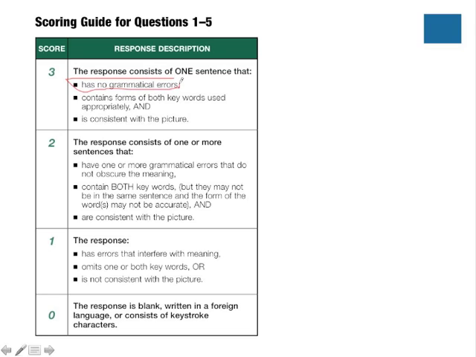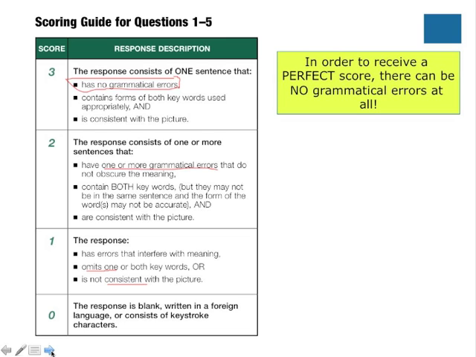Now, in terms of lower responses, for a level 2 response, you may have one or more grammatical errors. So the idea here is that to get the highest score, that really is going to be the distinction between the two. Of course, a score of a 1 will generally be because you have grammatical errors and you probably are missing one or both of the two words, and perhaps it is not even consistent with the picture. So again, just to reiterate, in order to receive a perfect score, you cannot have any grammatical errors at all.